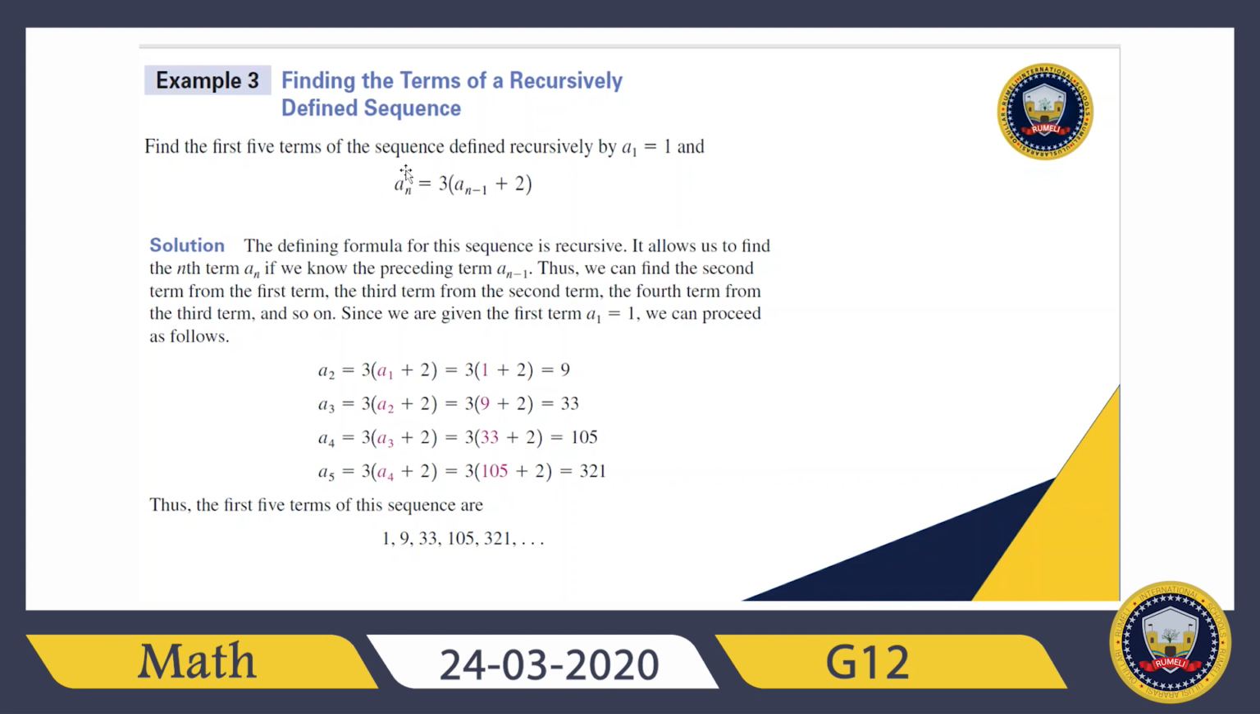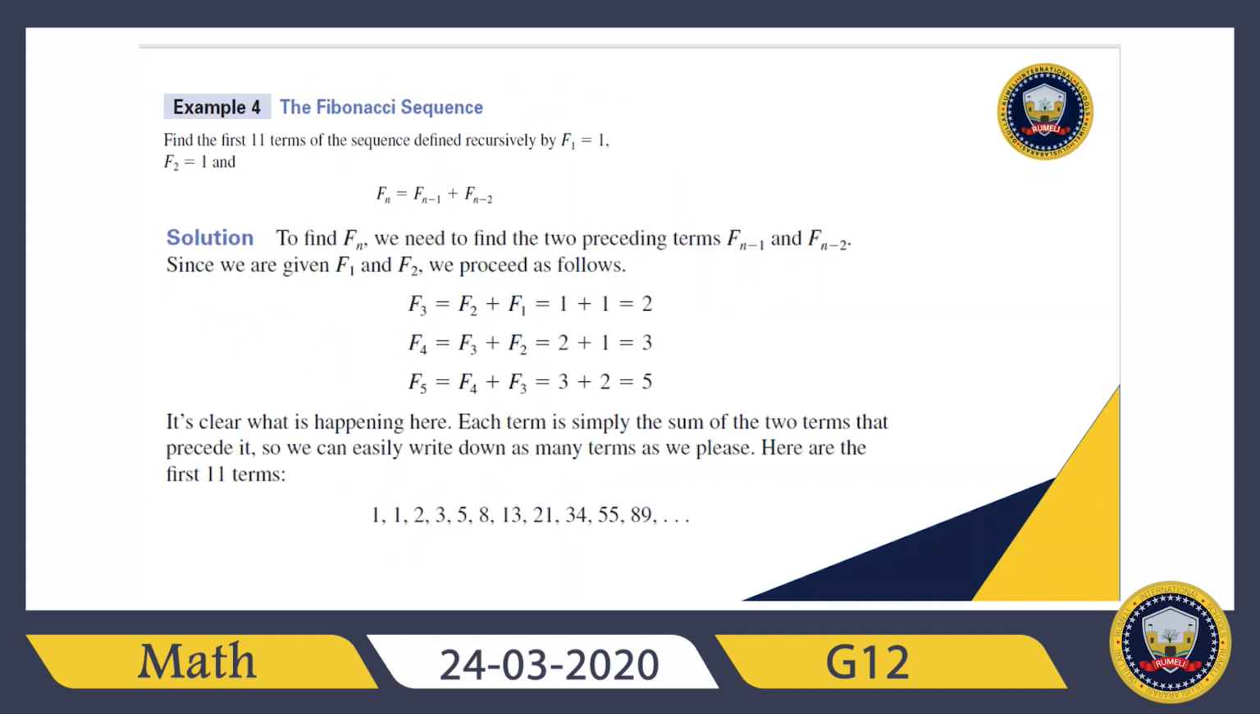So to find each one of these terms we have to find the previous or the preceding terms. In this case it's given that a1 is 1, so that's why we could find a2, a3, a4, a5 and so on until we get the number of terms we need in the question. Let's take a very simple example about these types of recursively defined sequences.